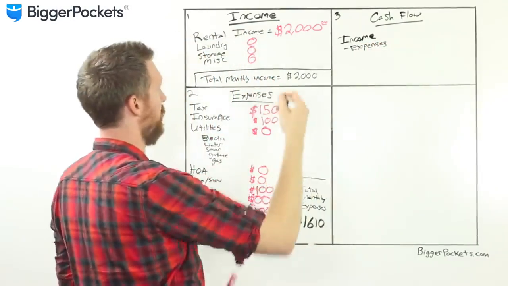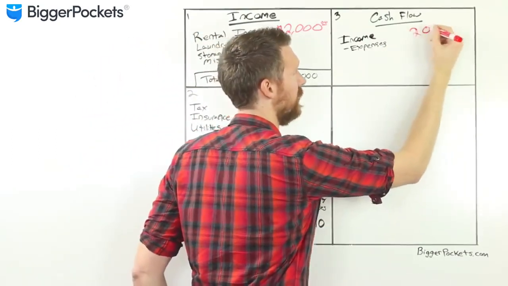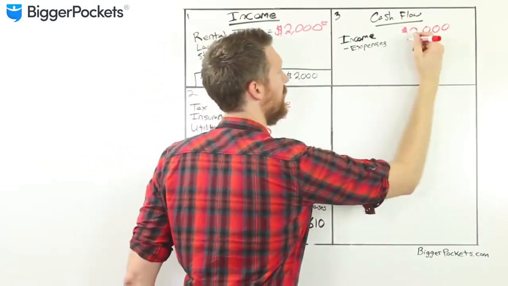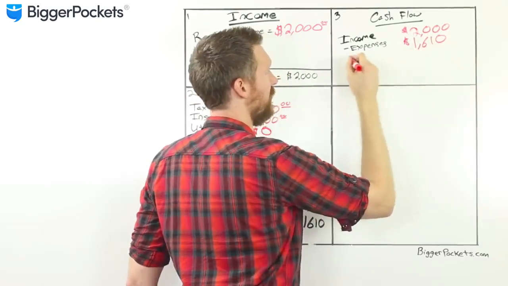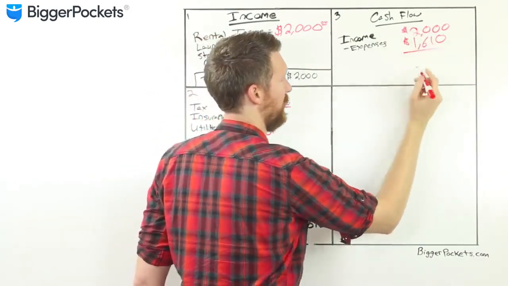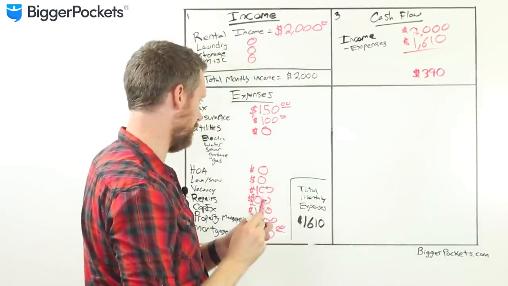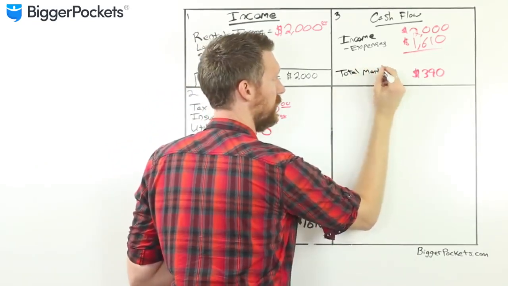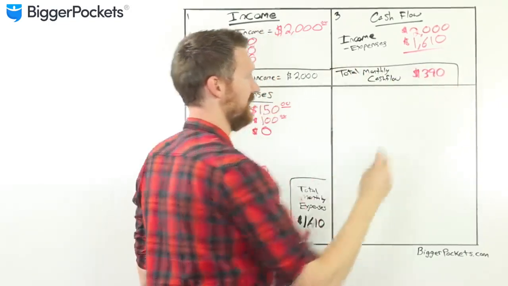So our income on this property we already know. Let's go back to our red marker. Our income was $2,000 per month. Our expenses was $1,610. And so to figure out our actual monthly cash flow, we're just going to take this minus this, and we're left with, what's that? $390. And that is our total monthly cash flow. And I'm going to put a little box around that because it's an important number.